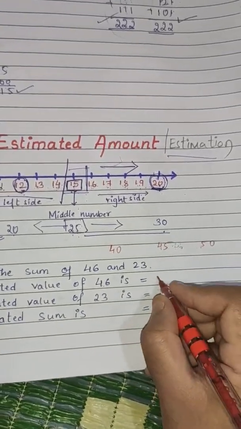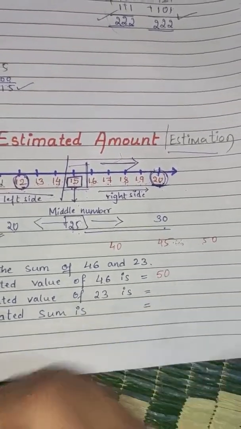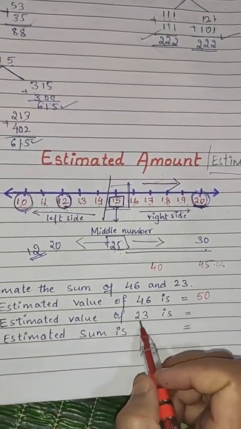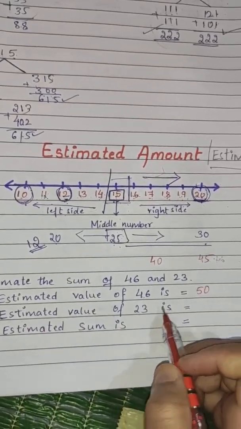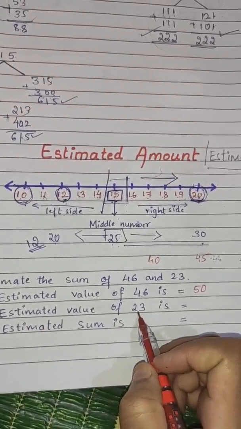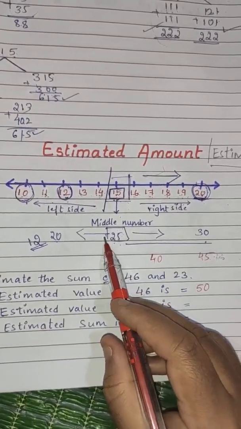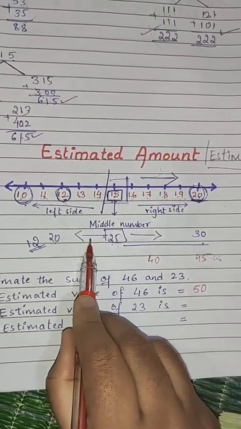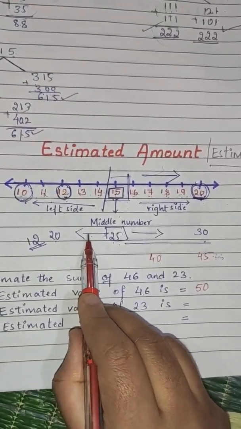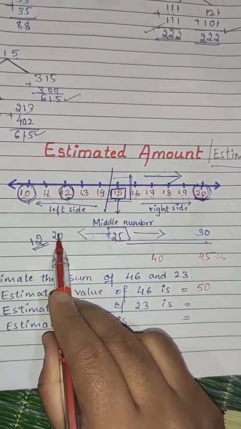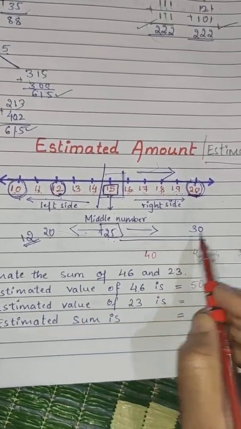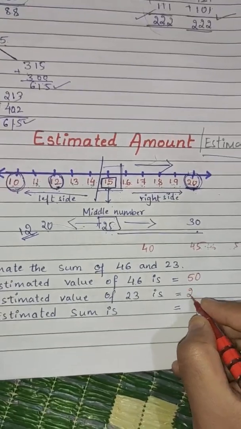Right? So we will write here 50. Next, estimated value of 23. What is the estimated value of 23? So here, see here, 25, here it is 23, and here 24, here it is 23. So 23 is near to the 20, not to the 30. Right? So we will write here 20.